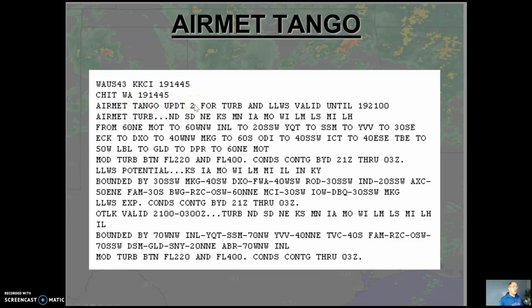AIRMET Tango, you have updates that basically are revising. Think of it as amending the AIRMET in some ways. And so here we got a number of coordinates, not all that dissimilar from what you would see in a convective outlook. And then the meat of it, moderate turbulence between 22,000 and 40,000 foot flight levels. Conditions continuing beyond 21Z through 3Z, so they will give a tease for how things are expected to be maintained or evolve. Low-level wind shear potential within a subset of the aforementioned region. Here we got the Dakotas again through Michigan and Lake Huron, and so this is not going to contain all of that here for the low-level wind shear.